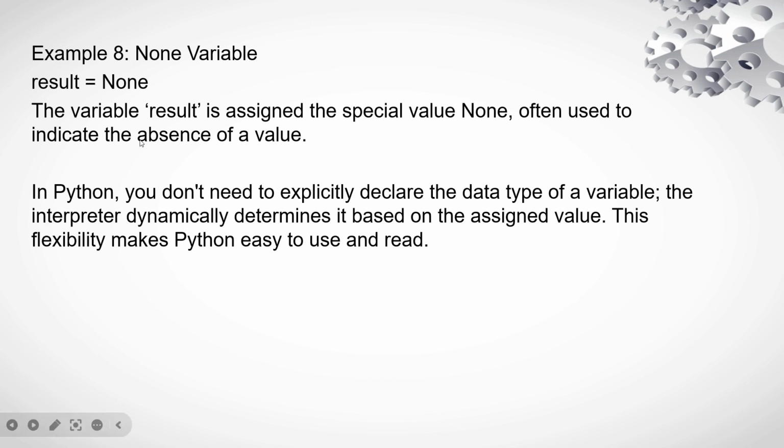None variable. Here, the variable result is assigned the special value None, meaning absence of value. In Python, you don't need to declare the data type of a variable. It automatically assigns the data type based on the value.